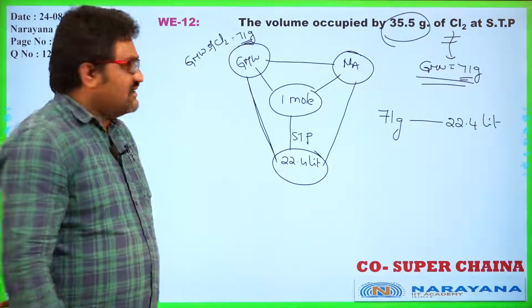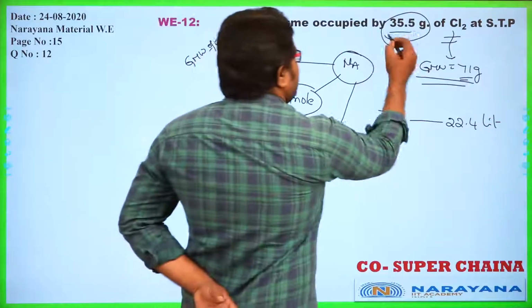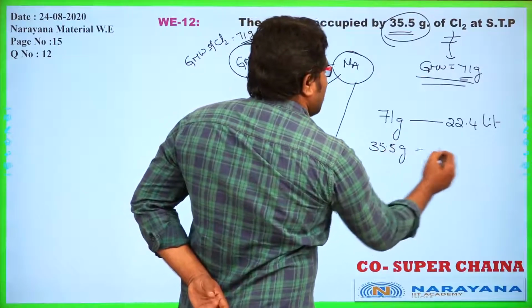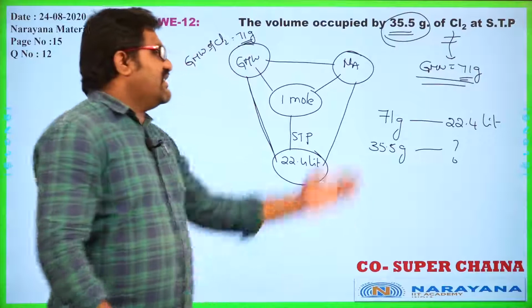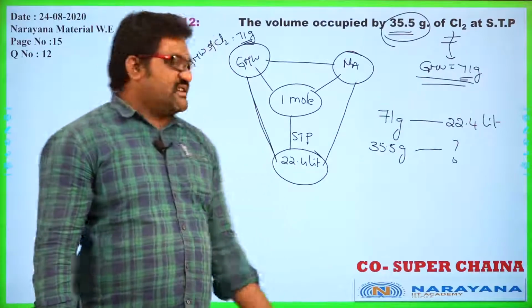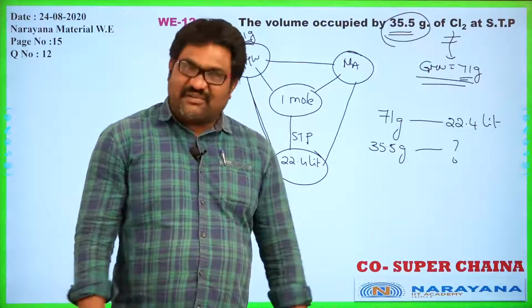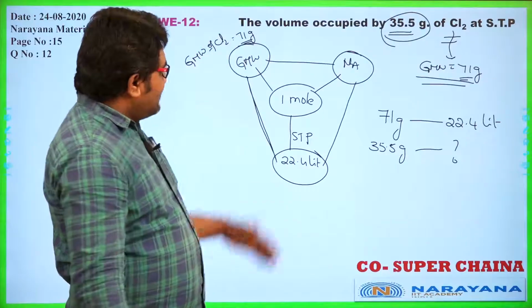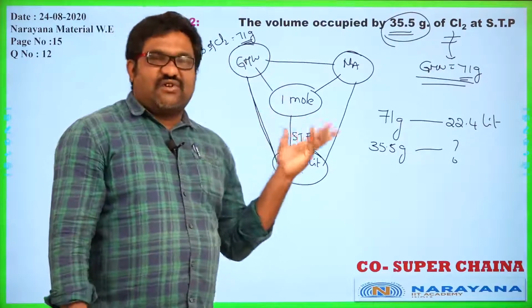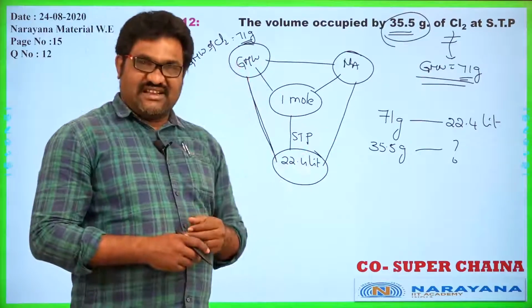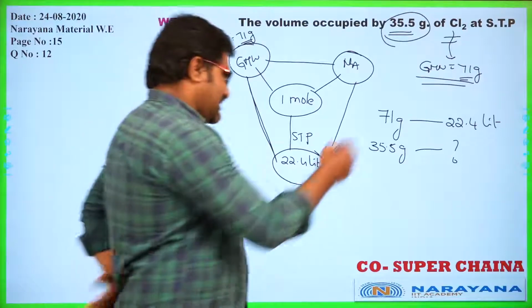Is it clear? Now the given weight is 35.5 grams, so simply by cross multiplying, how much is the volume? For 71 grams it is 22.4 liters. So for 35.5 grams, how much volume is occupied? We can also conclude this by converting into number of moles, but directly we can do it in a single step by cross multiplying.